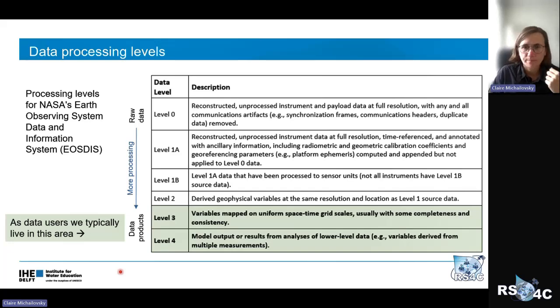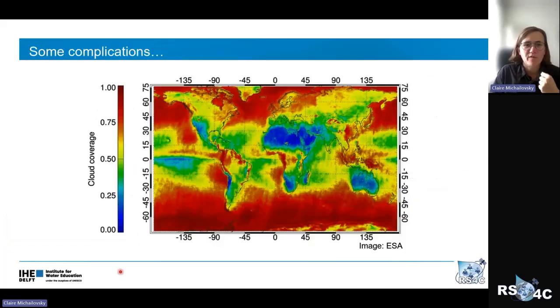uncertainty, for instance. Because I've been talking about all the advantages of remote sensing, but we also have a number of complications, a number of challenges in working with remote sensing. So this image shows, for instance, the percentage of time an area has cloud cover. So we can see that the areas that are red have nearly constant cloud cover.